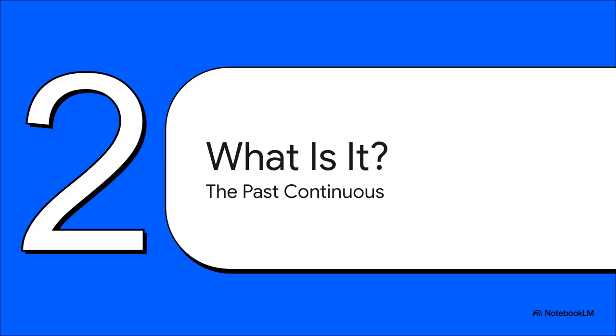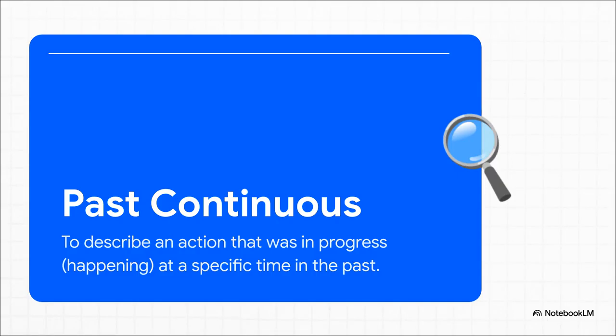And that brings us to the star of our show today, the past continuous. You can think of it as the paintbrush you use to paint the background of your stories. It adds all the color and atmosphere. So what is it exactly? Well, at its heart, the past continuous is all about an action that was in progress. It was happening at a certain moment in the past. The action wasn't finished. It's like we hit the pause button on a movie and we're just looking at what was going on in that one frame.